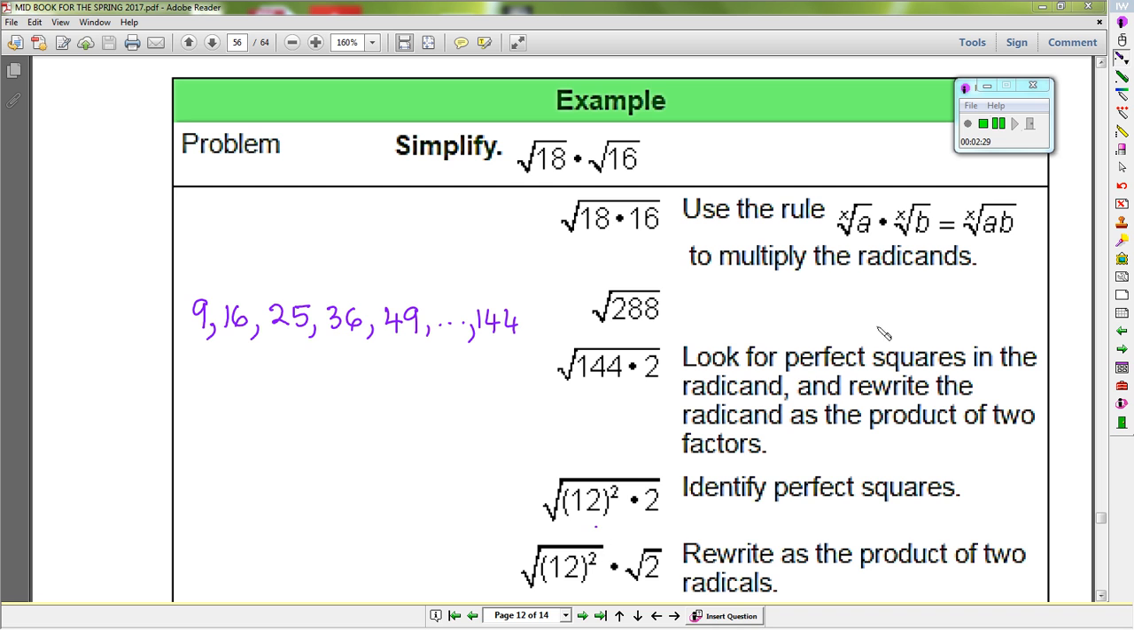Now I'm going to again use the property x root of a times x root of b equals x root of a times b, but going from the product under one x root of a times b, I can break them into two radicals with the same index. So right here I'm going to break them as square root of 12 squared times square root of 2.